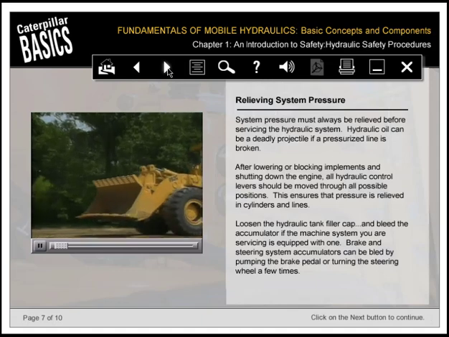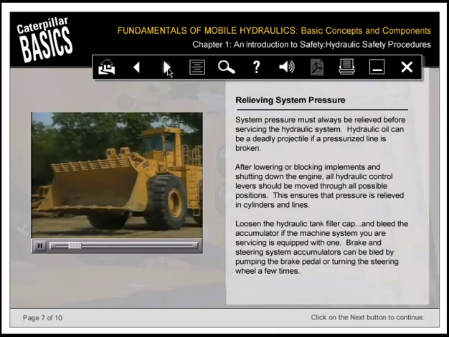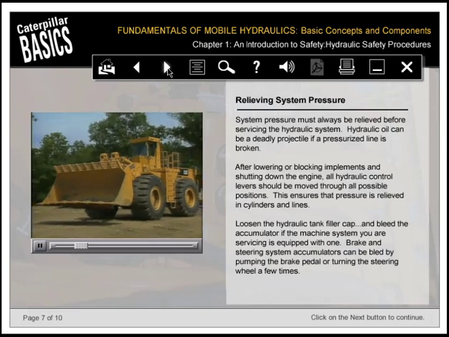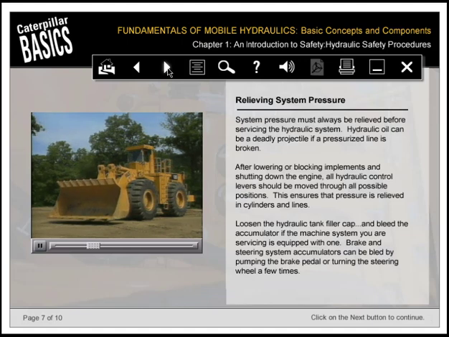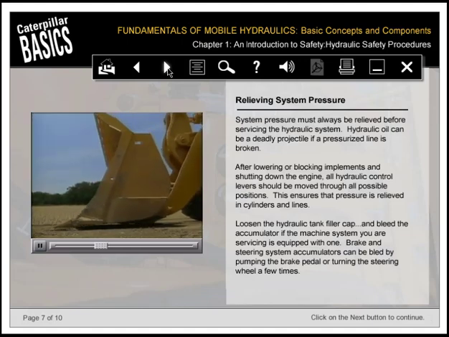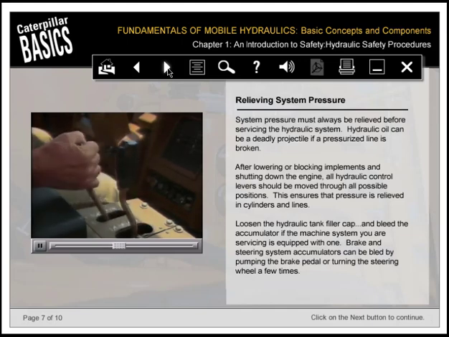System pressure must always be relieved before servicing the hydraulic system. Hydraulic oil can become a deadly projectile if a pressurized line is broken. After lowering or blocking implements and shutting down the engine, all hydraulic control levers should be moved through all possible positions. This ensures that pressure is relieved in cylinders and lines.